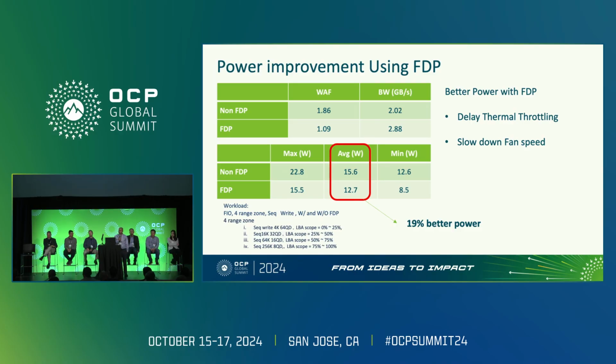So when you implement FDP on your system, you basically delay the thermal throttling, and in turn you're getting a longer time of sustained high performance. That is one benefit you can get because the thermal throttling will be delayed. The other benefit is you can run your fan slower, right? That is another benefit you can have of FDP, right?